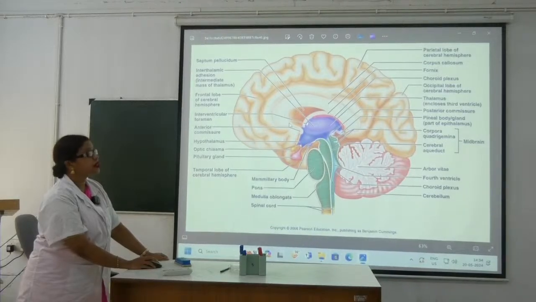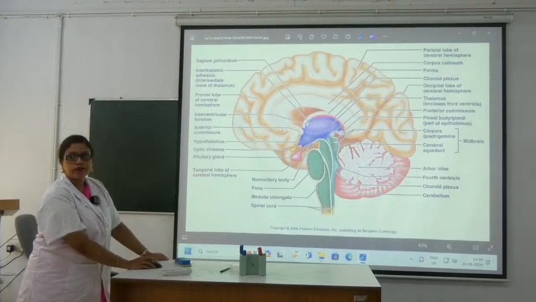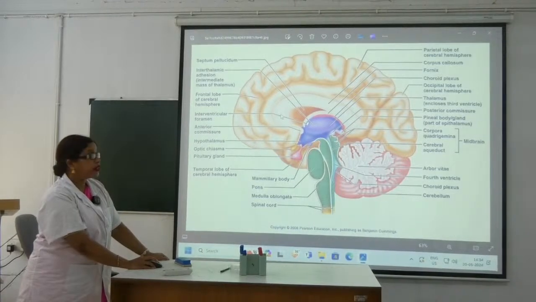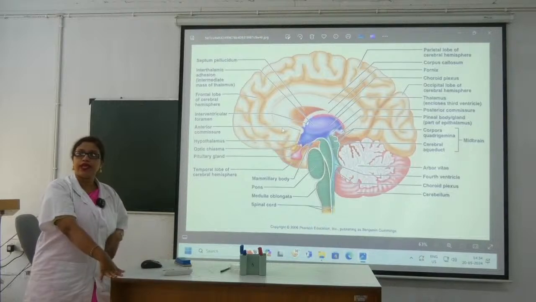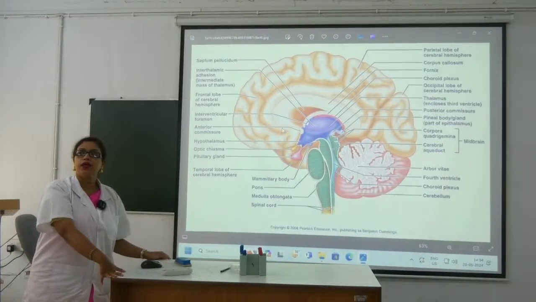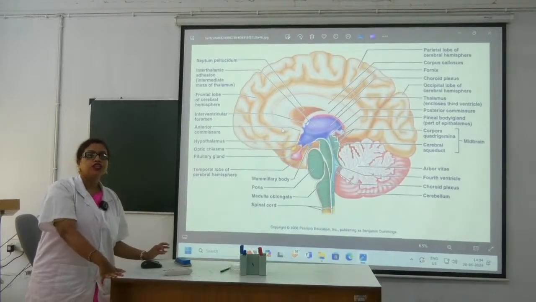So I told how many parts it has got? What did I call this? Anteriorly, this is the rostrum. First part is the rostrum. Then it is taking a bend just like the knee. So that is known as genu. Okay, afterwards that part is body and the last tail end is splenium. Okay, so just write it down.